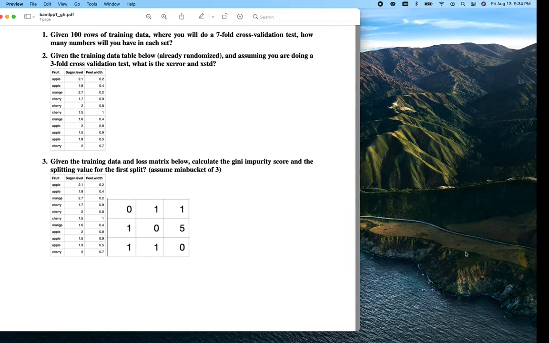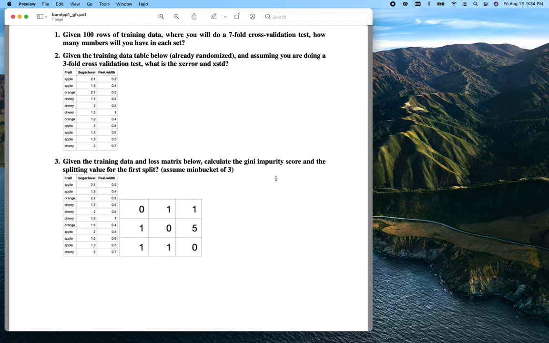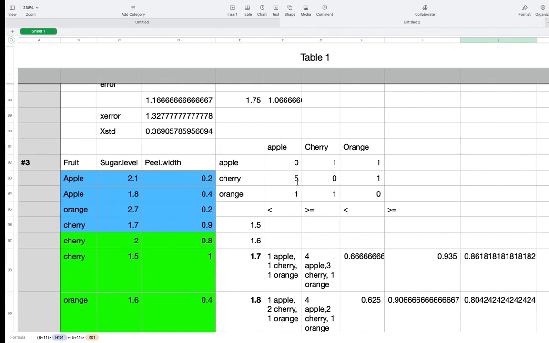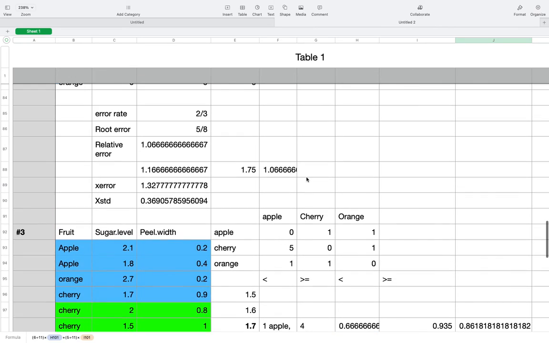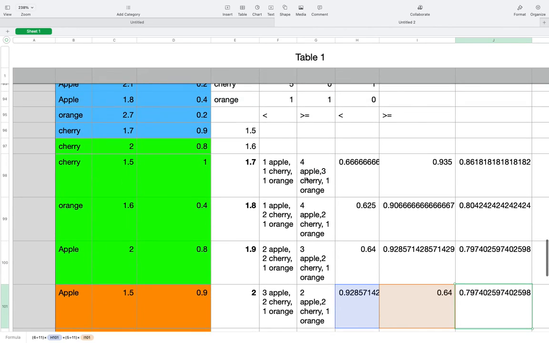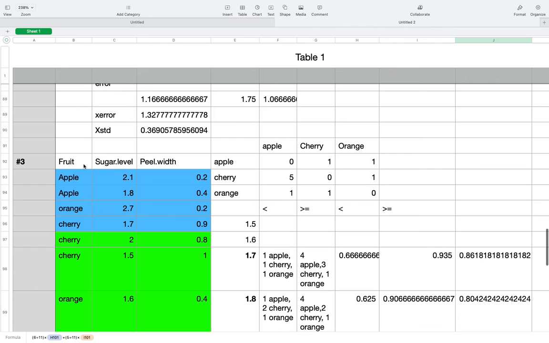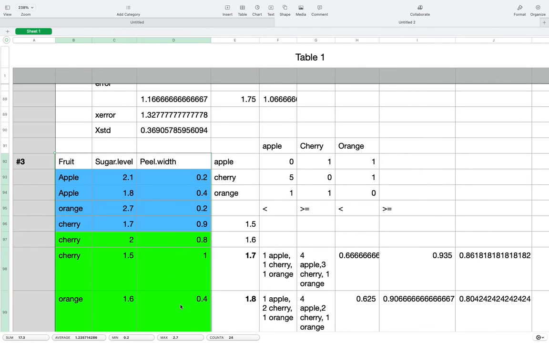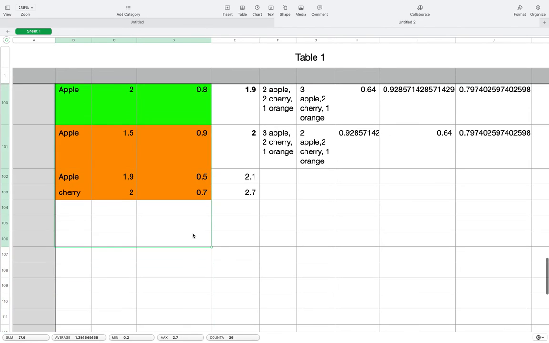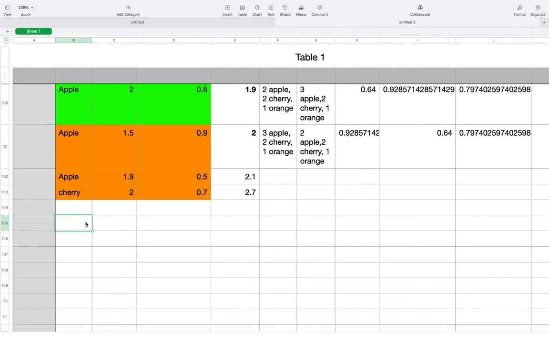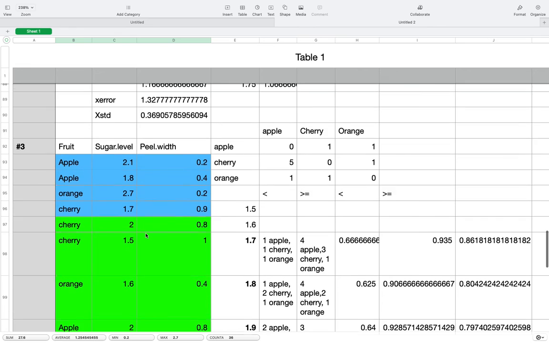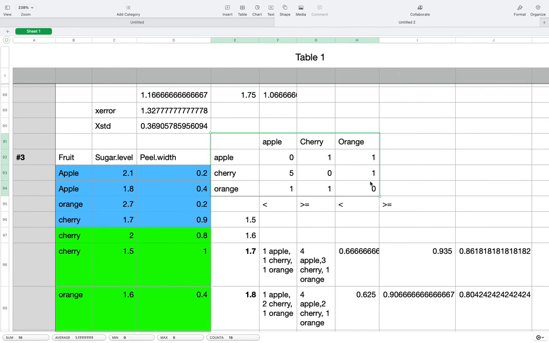I think the original question was, oh, it's splitting value for the first. Okay. So in this case, we calculated for sugar.level. We now have to go through peel.width. So now we have to go through peel.width. So I'm going to go here, copy this again. So for sugar.level, we got our answer. We now just have to compare it against peel.width. God, I hope peel.width does better.